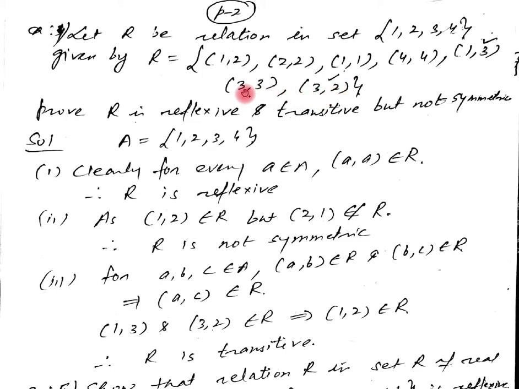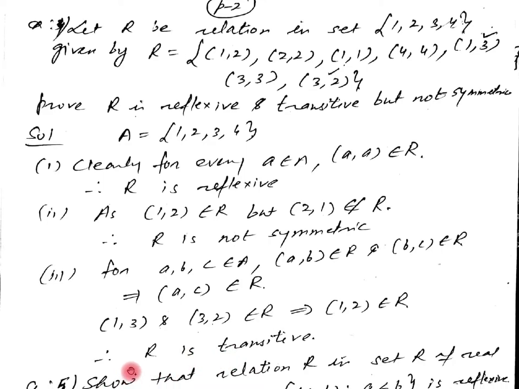Again for the next, (3, 3) is there, (3, 2) is there. Again if a is related with b, b is related with c, then a must be related with c, and again (3, 2) is there. For those pairs, if (a, b) is there and (b, c) is there, then (a, c) is there in R. So we can say this relation is a transitive relation.